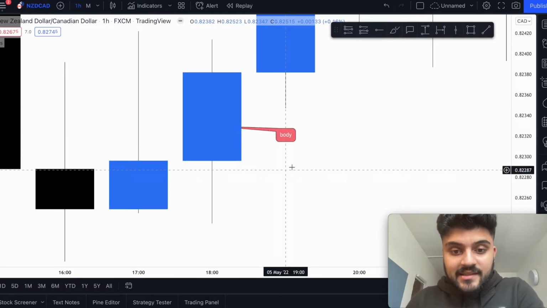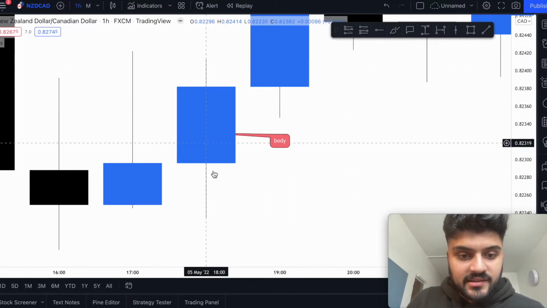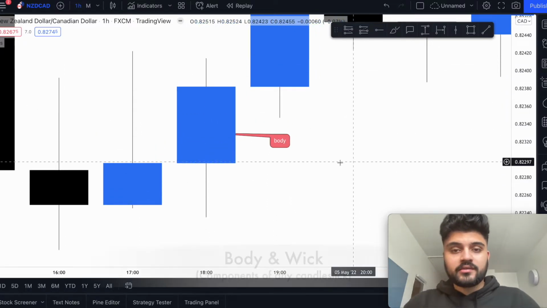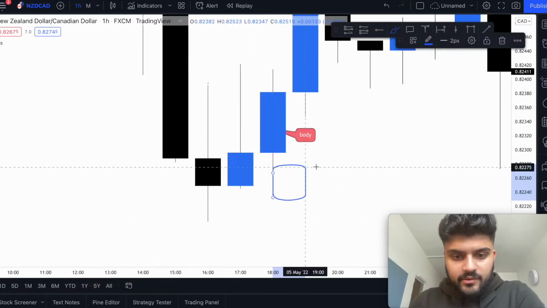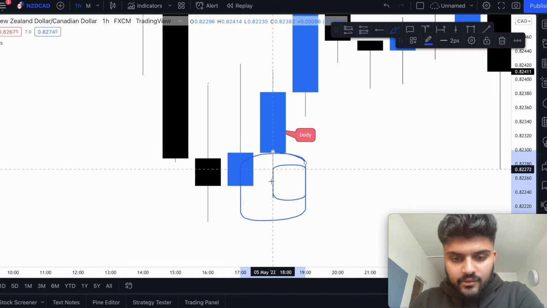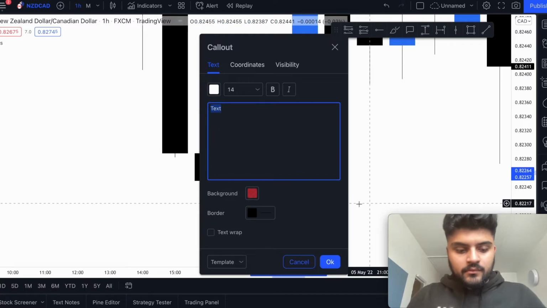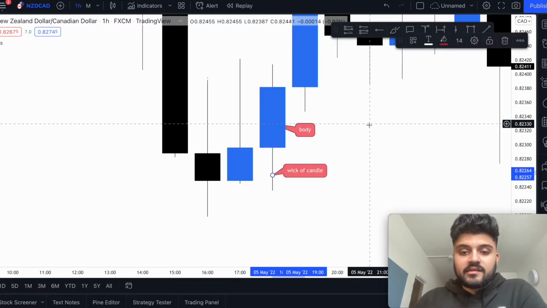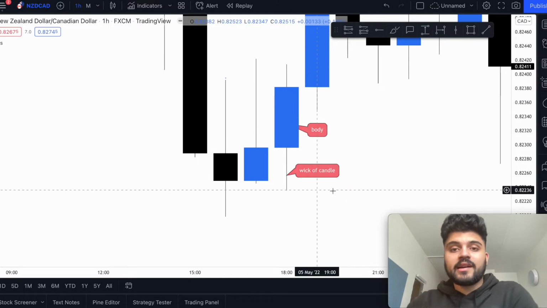Okay guys, this is a body of a candle. Now these things sticking out, they're called wicks. Like candles, literally like candles. Body and wick, you get what I'm saying. This whole thing, this little line, is called a wick. So we can just label that as well: wick of candle. So those are the basic names of candles. You have the body of a candle and you have a wick of a candle. That's what a candlestick is made up of.